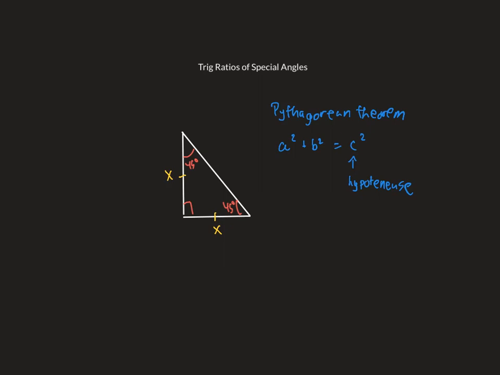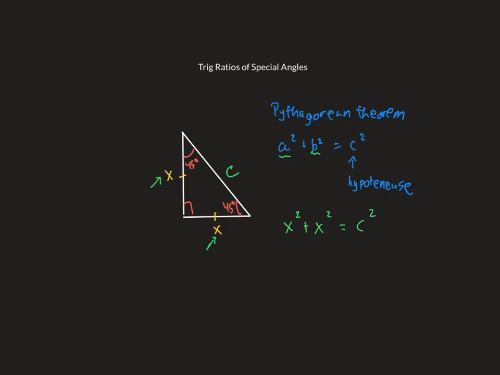But your a and b, it does not matter whether this is your a or this is your a, or this is your b and that's your b. Doesn't matter. What matters is this side here will always be your c. So this is my c. Okay? So if I put these into the formula, I'm going to end up having x squared plus x squared is equal to c squared.